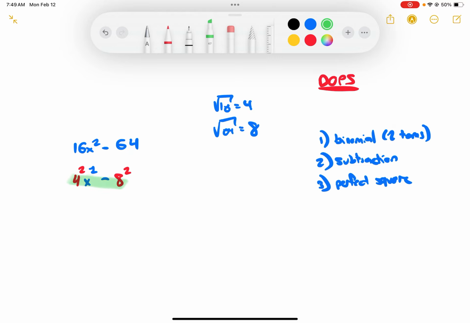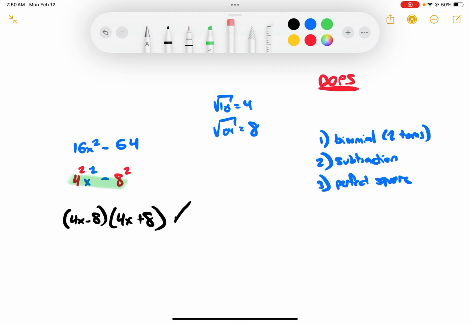I cover up the squares, and I see 4x minus 8. So I can write this as 4x minus 8, and I pair it up with its best friend, 4x plus 8. And I am all done.